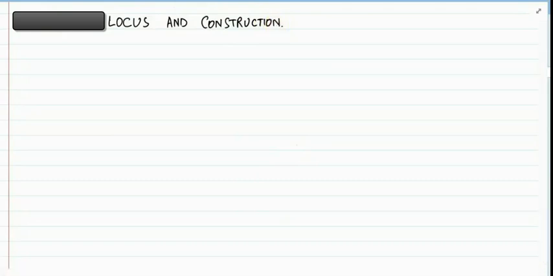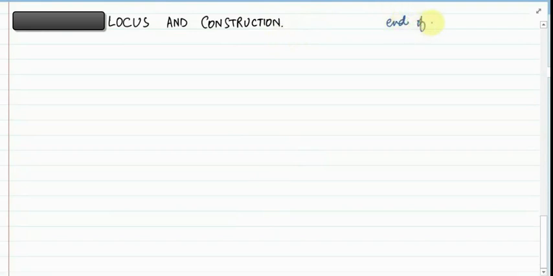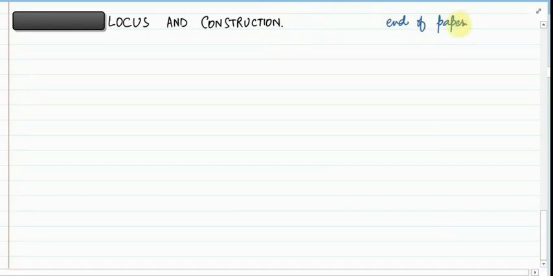So whenever you are attempting such type of questions, the placement of these questions should be at the end of your paper. Never ever attempt the locus question at the beginning of the paper, so you will have an issue regarding time management.